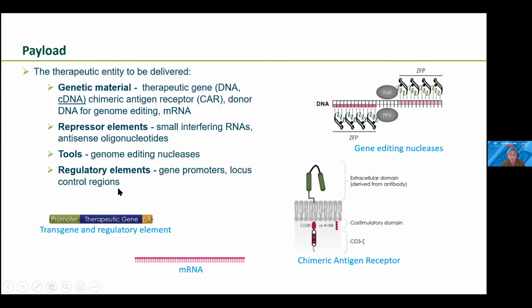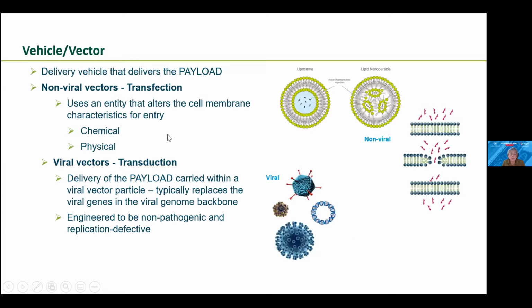And then when we talk about delivery, we talk about vehicles or vectors. And typically in gene therapy, we use the term vector. And these broadly can be broken down into two categories, a non-viral vector in which we transfect some type of moiety or payload into a cell by altering the chemistry or some property of the cell membrane for entry. And a good example of these is lipid nanoparticles, which share membrane characteristics with cell membranes and which can basically fuse to the cell membrane to gain entry and allow diffusion of their payload into the cell.